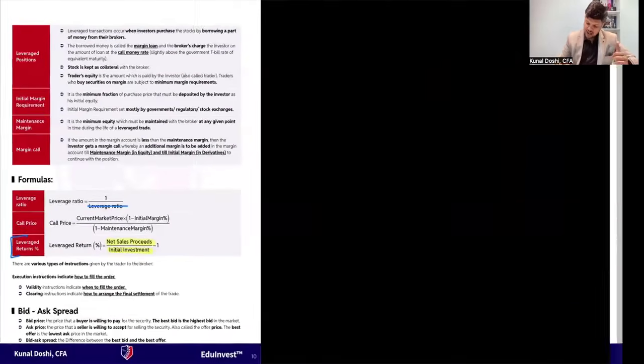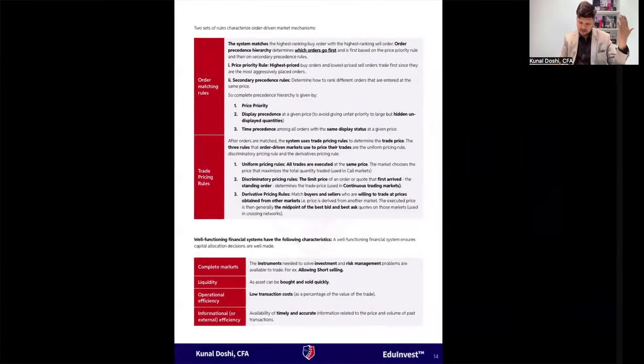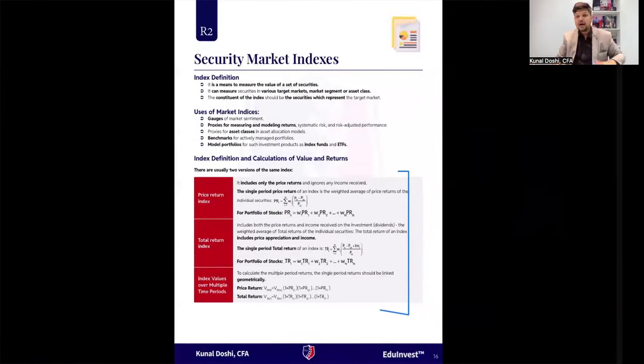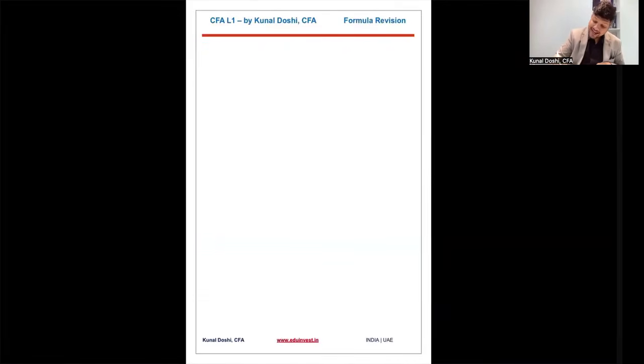Everyone understood this? Check and confirm. All right. Now we'll go to reading number 2, where you have index related formulas.